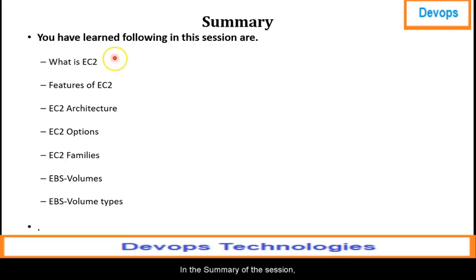In the summary of the session, you have learned the following: what is EC2, features of EC2, EC2 architecture, EC2 options, EC2 families, EBS volumes, EBS volume types. I hope you found this lecture clear about EC2. The second part of this session under Module 3 will cover the topic of EC2 setup and launching a virtual server in the next video lecture. Thank you and have a nice day.